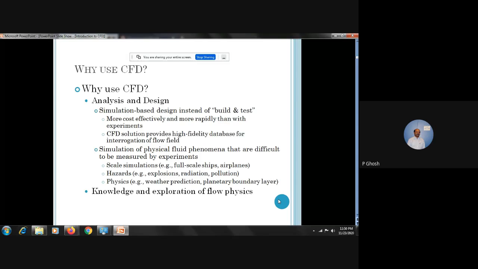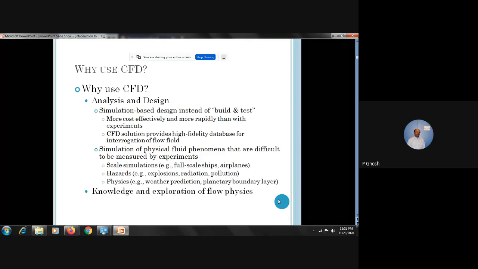Sometimes it's a full-scale study, like an airplane or a full car. It's not possible, or not easy, to do the experiment on an airplane or full-scale ships. Then you have hazardous material like radiation, nuclear reactors, pollution. In those cases we use CFD, as well as when we want to understand the inner meaning of the flow physics and explore it, like weather prediction.